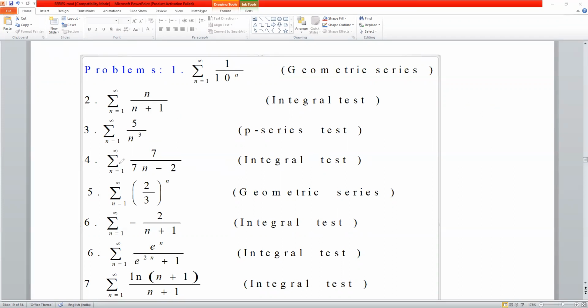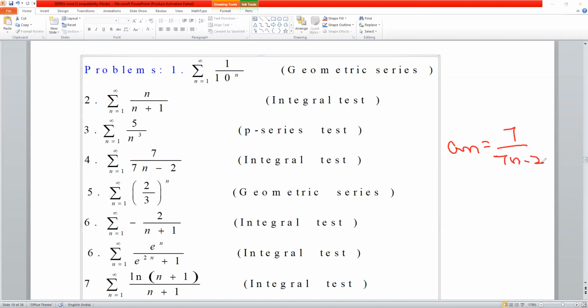Okay, let us check the fourth example, 7 by 7n minus 2. So for this series, you take the nth term here, a_n is equal to 7 by 7n minus 2.